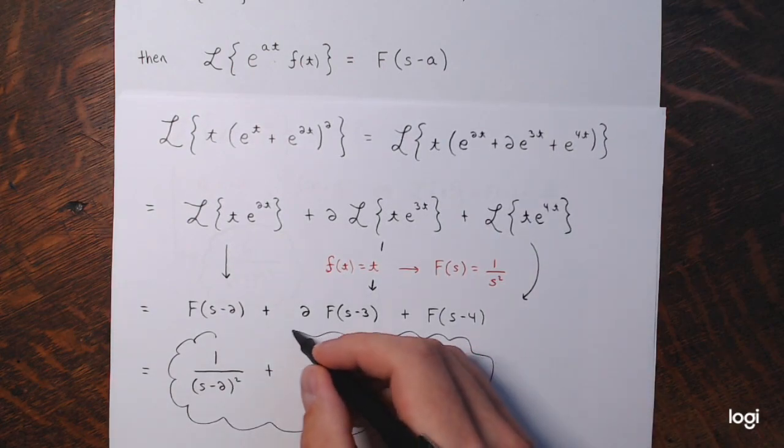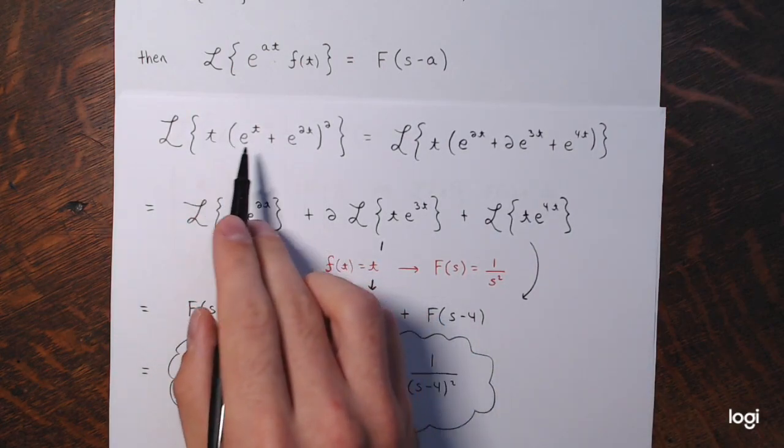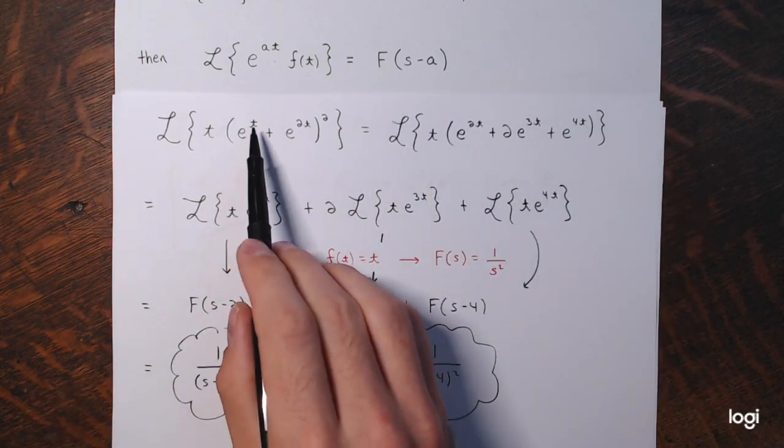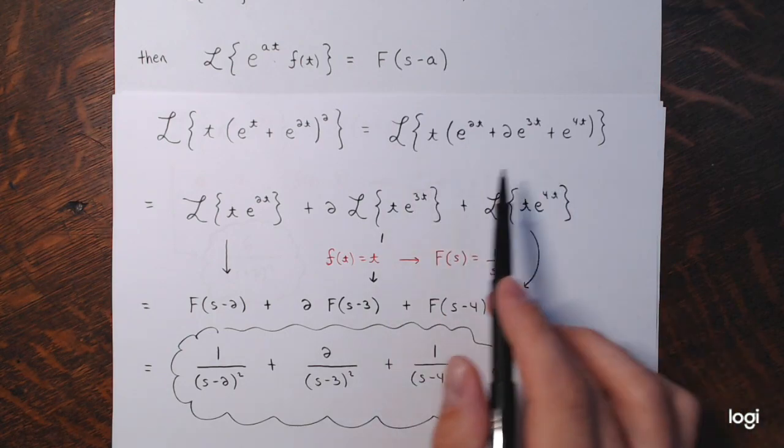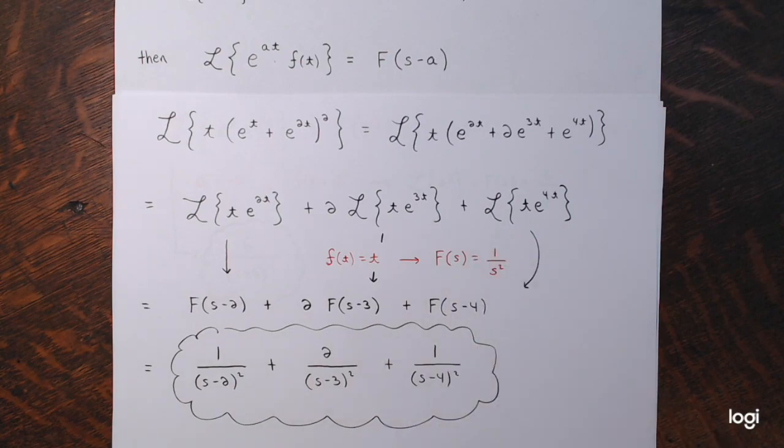The Laplace transform of this crazy function here, t times the quantity e to the t plus e to the 2t, squared. All right, so again, you've got to use the linearity property of Laplace transforms in some cases, like I showed here, writing it out as a sum and going term by term.